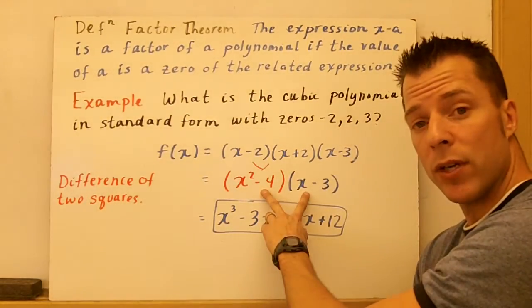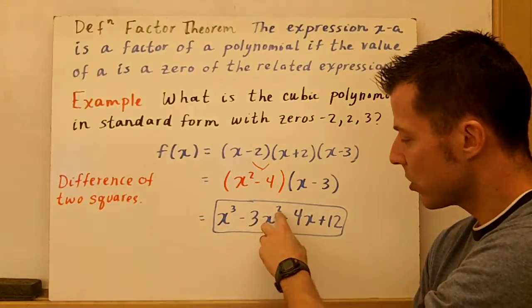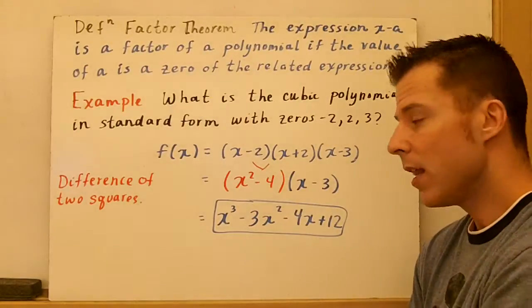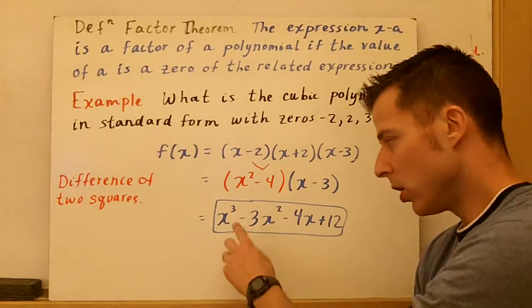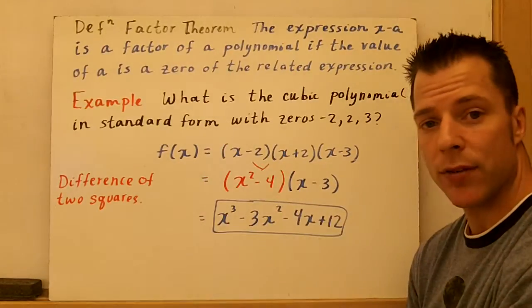Some of you might say FOIL. You can use the box method here. And I get x cubed minus 3x squared minus 4x plus 12. That is the polynomial in standard form, largest power to smallest power. And it's also tying in the factor theorem.